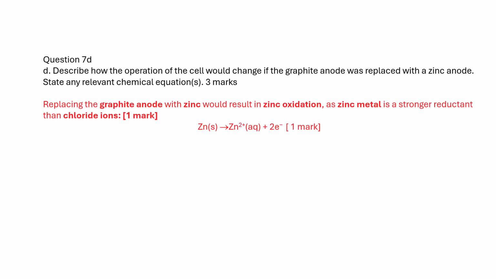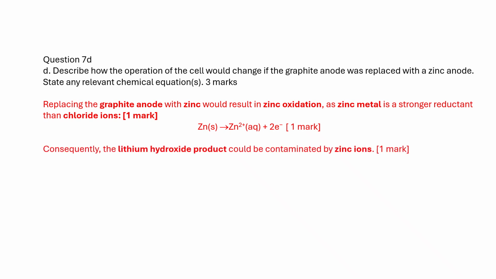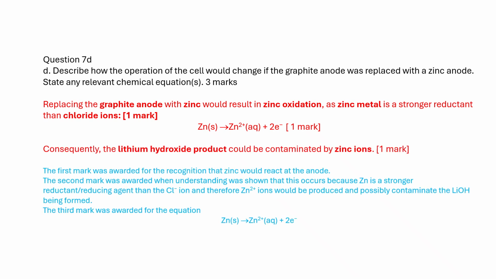Replacing the graphite anode with zinc would result in zinc oxidation, as zinc metal is a stronger reductant than chloride ions. Consequently, the lithium hydroxide product could be contaminated by zinc ions.